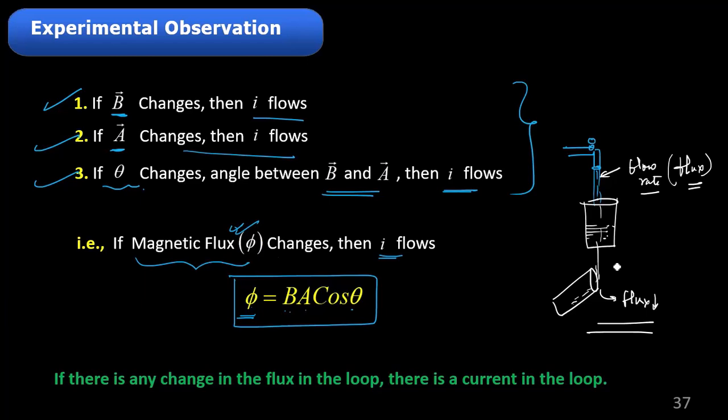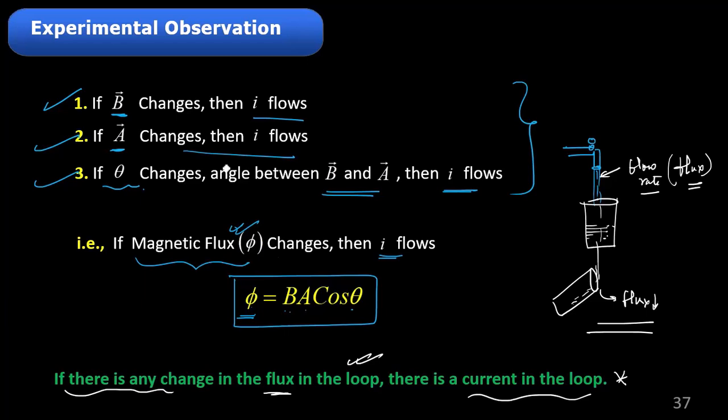Flow of not only water, because here I am using the analogy of water, but here I am not filling the glass with water. Actually, what I am doing, I am filling with some kind of magnetic field. So flow of magnetic field lines is basically called the flux. That means if there is any change in the flux in the loop, then there is a current in it. That is the final observation. So that means either by changing B or by changing area or by changing theta, I can change the flux. Okay, I can get the flux value.